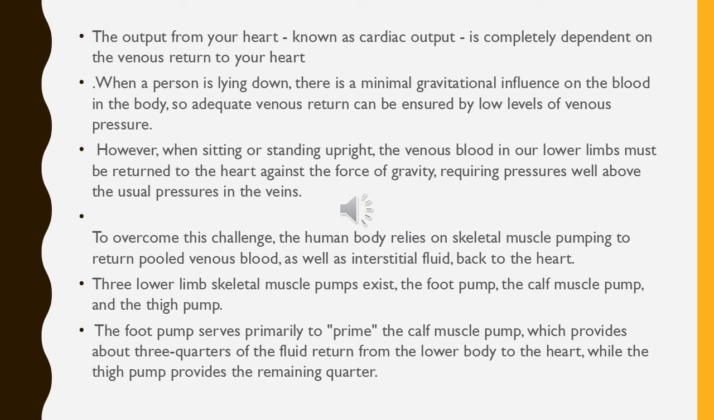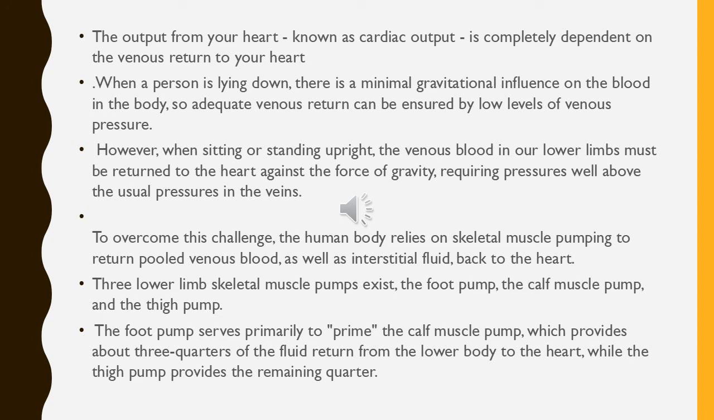The output from your heart, known as cardiac output, depends completely upon the venous return to your heart. When a person is lying down, there is minimum gravitational influence on the blood in the body, so adequate venous return can be ensured by low levels of venous pressure. But when sitting or standing upright, the venous blood in our lower limb must be returned to the heart against the force of gravity. So it requires pressure well above the usual pressures in the vein.